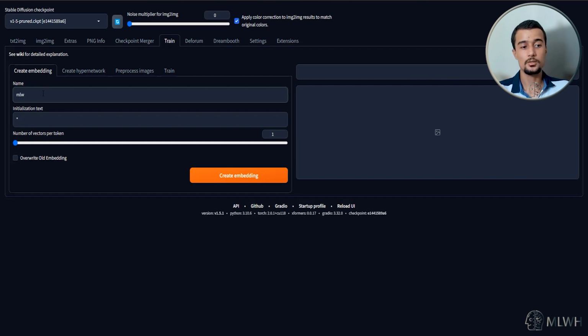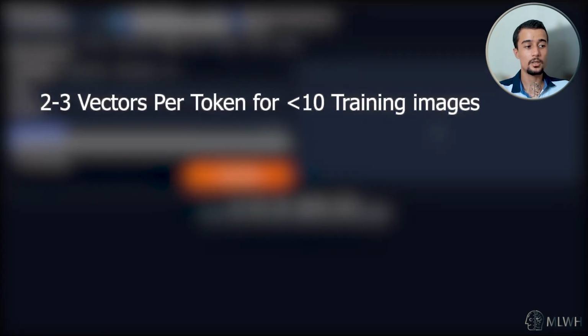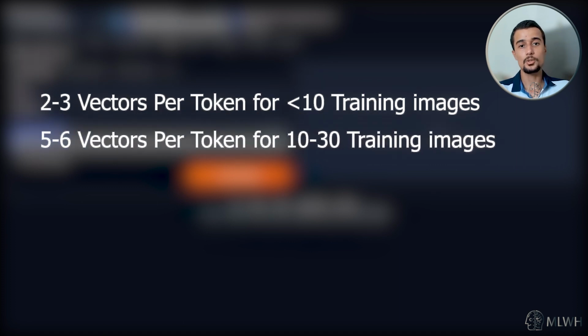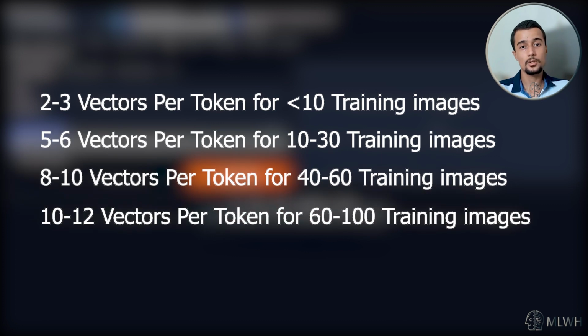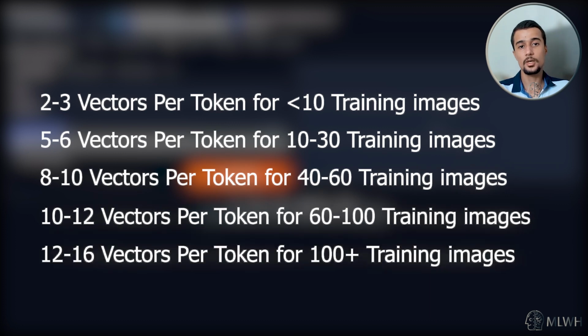Next you can leave the initialization text as is, and for the number of vectors per token there is a general rule of thumb. For less than 10 training images you can choose either 2 or 3 vectors per token. For images between 10 and 30 you can choose between 5 and 6 vectors per token. And if you're using 40 to 60 training images, you can select 8 to 10 vectors per token. And for 60 to 100 training images, you can select 10 to 12 vectors per token. And if you're using 100 or more training images, feel free to select 12 to 16 vectors per token.